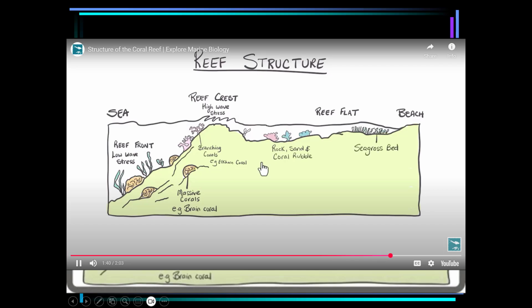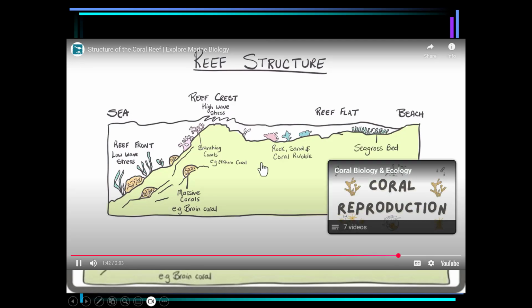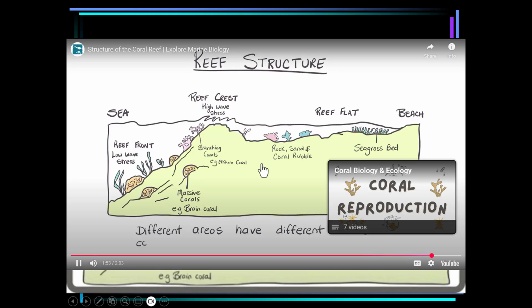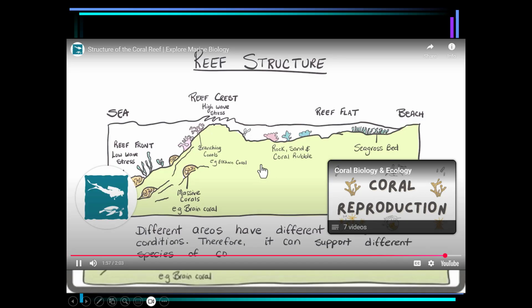The reef flat of atolls and barrier reefs descends into the lagoon, whereas the reef flat of fringing reefs ends at the shoreline. One thing to take note of is that different areas have different environmental conditions, and because of this, it supports a different type of coral reef species.